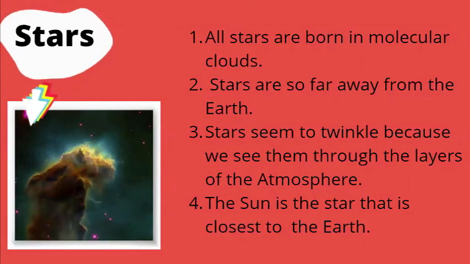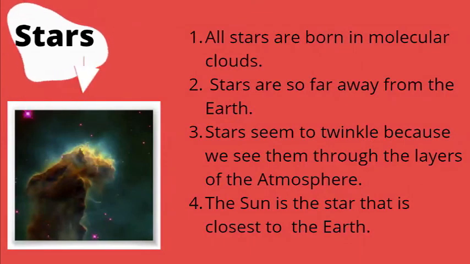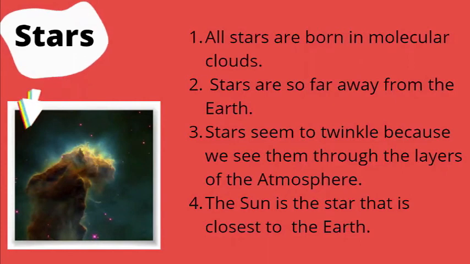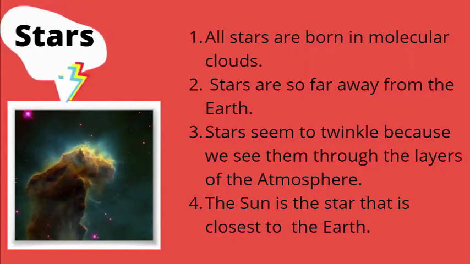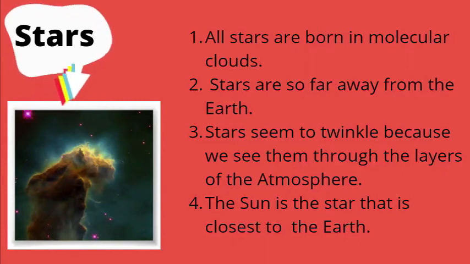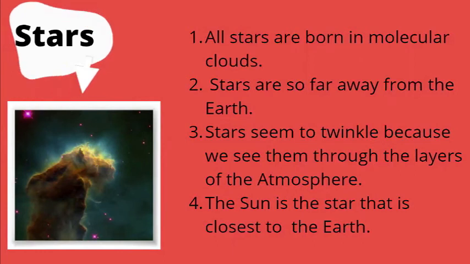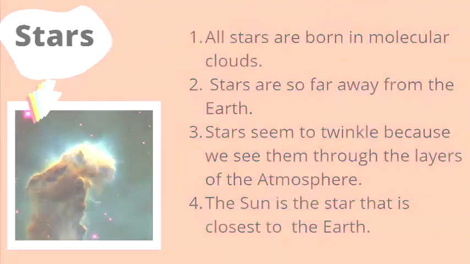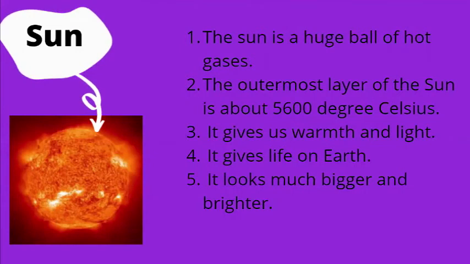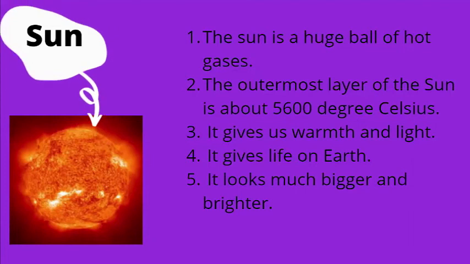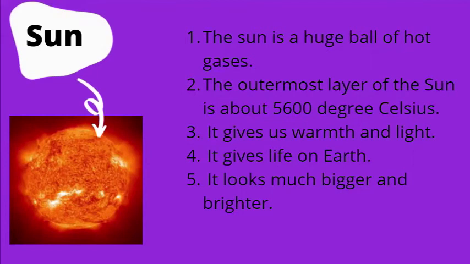Fourth, the sun is the star that is closest to the Earth. Some stars are bigger than our sun and other stars are smaller, but they are so far away from Earth that they look like tiny points of light. The sun is a huge ball of hot glowing gases. It is much hotter than any of the 8 planets. The outermost layer of the sun that we can see is about 5,600 degrees Celsius.